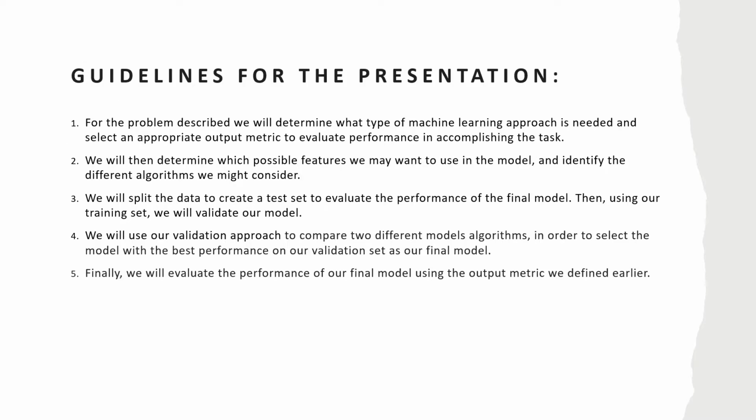So the problem described in the project topic section will determine what type of machine learning approach is needed and select an appropriate output metric to evaluate the performance in accomplishing the task. We will then determine which possible features we may want to use in the model and identify the different algorithms that we might consider. We will split the data to create a test set to evaluate the performance of the final model, and then, using our training set, we will validate our model. We will use our validation approach to compare two different model algorithms to select the model with the best performance on our validation set as our final model. Finally, we will evaluate the performance of our final model using the output metric that we defined earlier.